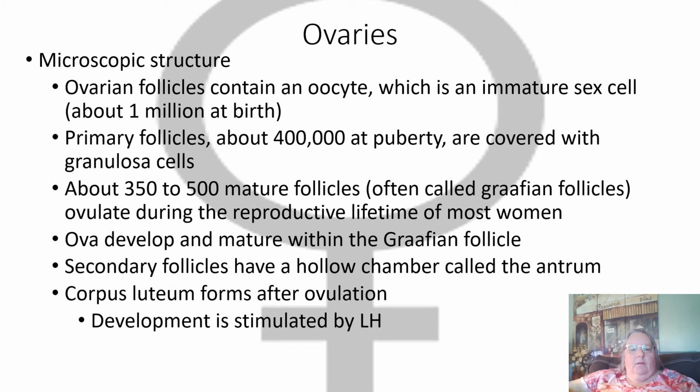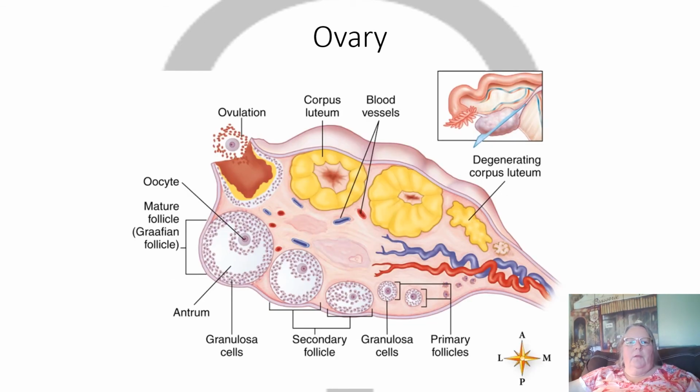Secondary follicles have a hollow characteristic called an antrum. The corpus luteum forms after ovulation, and it is developed by LH. And every time you see LH, that's luteinizing hormone. This is a microscopic view of an ovary, and this is the process of creating an ovum. And here is where ovulation happens, and here's your corpus luteum.